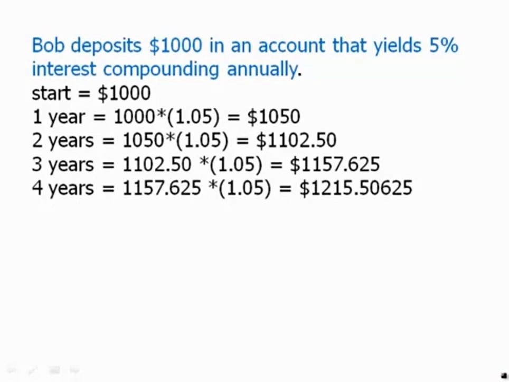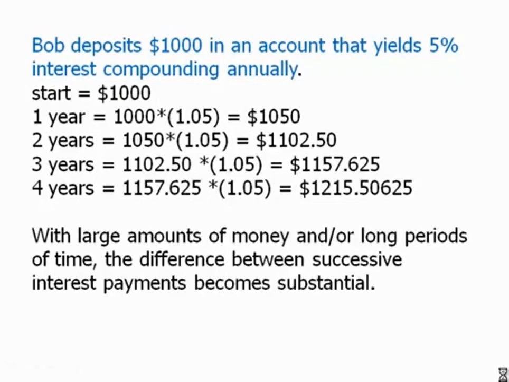$1,000 is peanuts in terms of large-scale investing, and so you really have to think about this in terms of a more grand scale. With large amounts of money and or long periods of time, the difference between successive interest payments becomes substantial, and also the difference between the total amount gained with compound interest versus the total amount gained with simple interest becomes substantial.